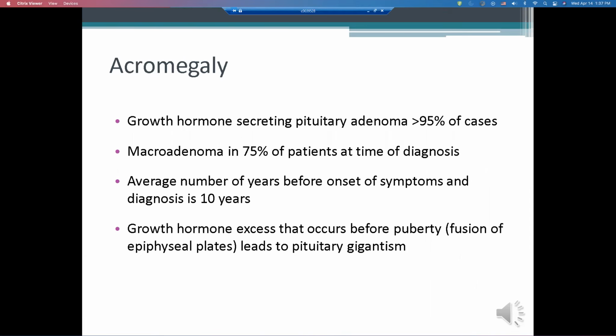Now, growth hormone excess that occurs before puberty, which basically causes fusion of the epiphyseal plates, leads to pituitary gigantism. So if you have a giant patient because of acromegaly, it must have affected that person before his epiphyses closed, before puberty. Now, like any other tumor of the pituitary, it can be part of multiple endocrine neoplasia 1 or other syndromes, and we're going to talk about that in a bit.